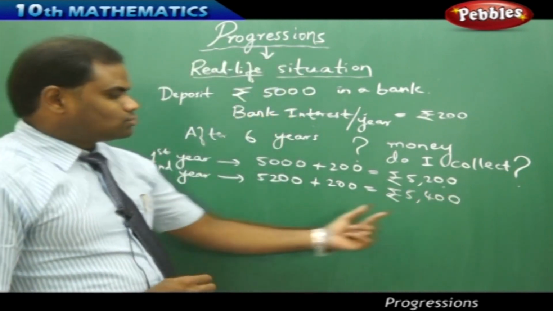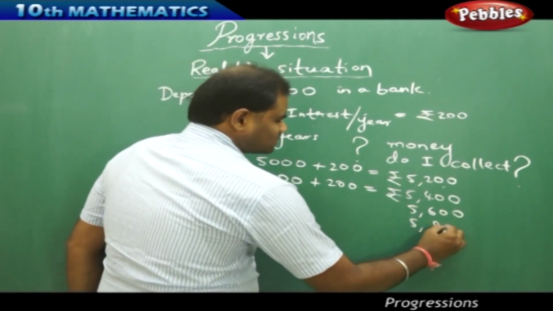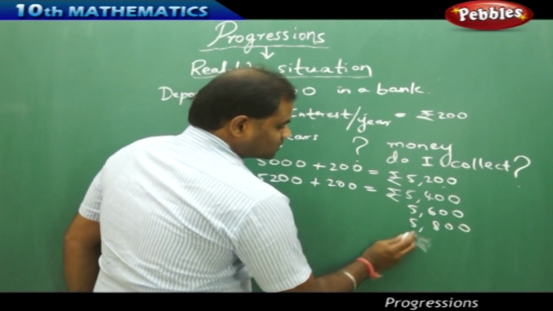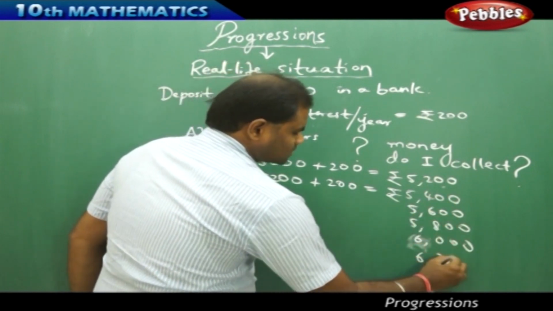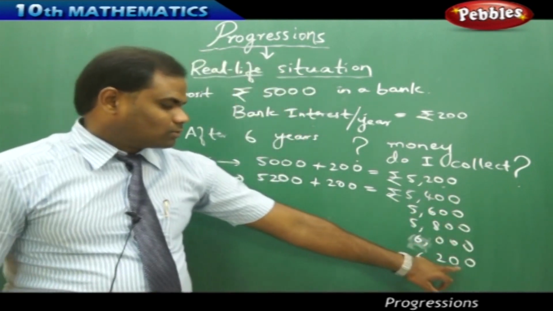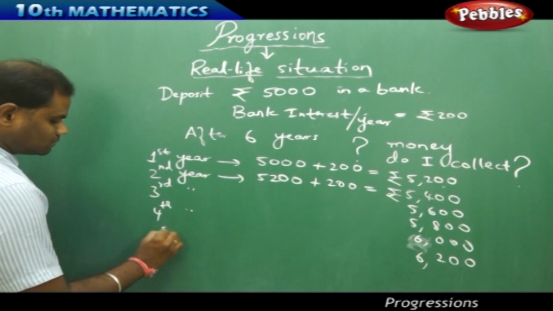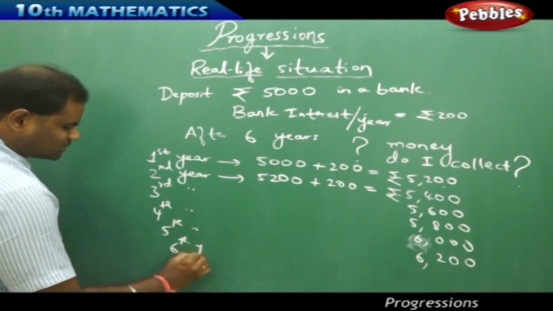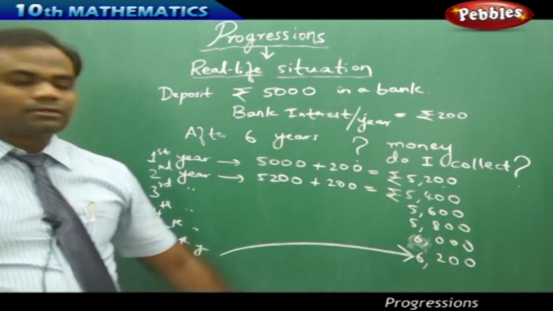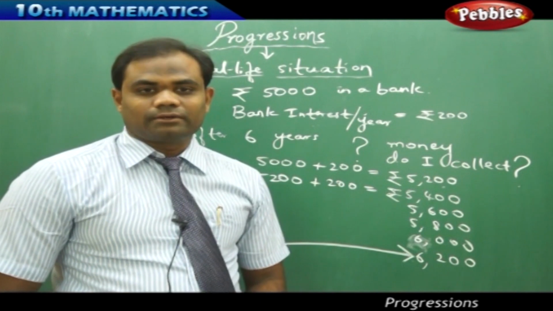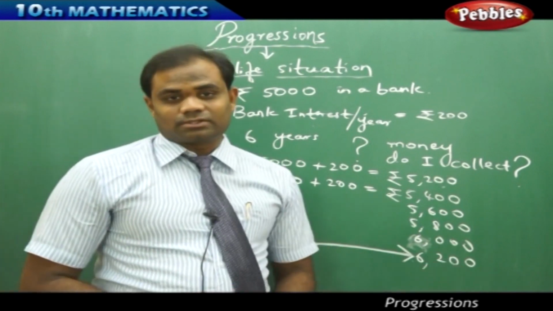Again, in the third year, 200 is added to this. So I get 5,600, 5,800, 6,000. So 1, 2, 3, 4, 5 and 6,200 is the amount which finally collects in the third year, fourth year, fifth year and sixth year. Now in the sixth year, this amount accumulates to rupees 6,200. That means by the end of the sixth year, I'm going to collect an amount of 6,200 rupees.